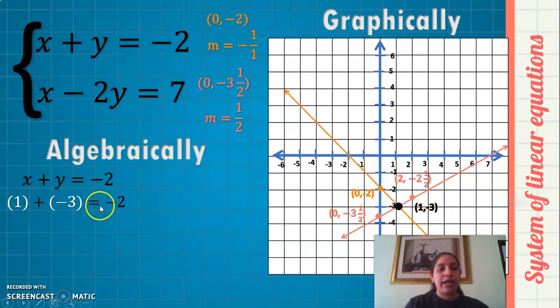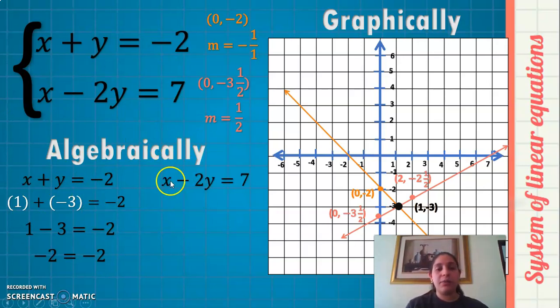1 plus negative 3 equals negative 2. And I take away my parentheses and I have 1 minus 3 equals negative 2. This way I have negative 2 equals negative 2. And as you can see, it's correct because negative 2 is equal to negative 2. But I need to do it with the second equation also. So I'm going to place my second equation. x minus 2y equals 7. And I substitute my values of x and y.